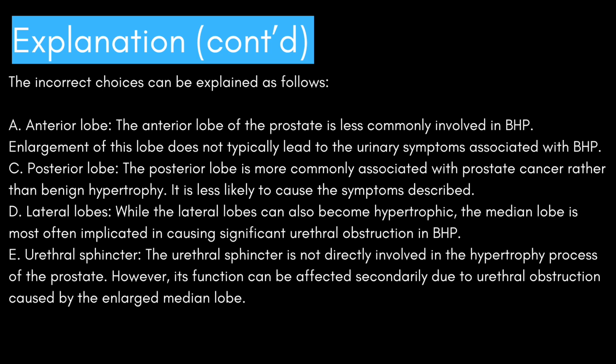D, lateral lobes. While the lateral lobes can also become hypertrophic, the median lobe is most often implicated in causing significant urethral obstruction in BHP. E, urethral sphincter. The urethral sphincter is not directly involved in the hypertrophy process of the prostate. However, its function can be affected secondarily due to urethral obstruction caused by the enlarged median lobe.